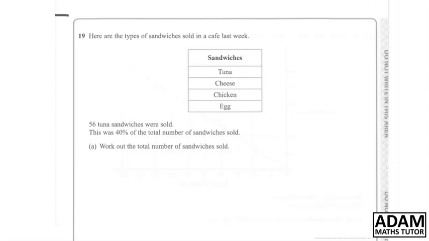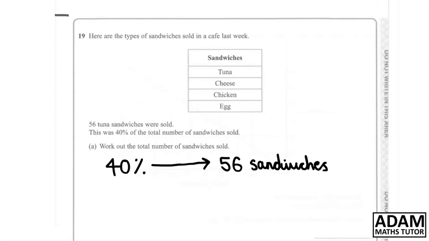Question 19. Here are the types of sandwiches sold in a cafe last week. 56 tuna sandwiches were sold. This was 40% of the total number of sandwiches. That means that 40% represents 56 sandwiches. And that's useful because I can now break it down to work out something like 10%, which I can do by dividing by 4. 56 divided by 4 is 14.